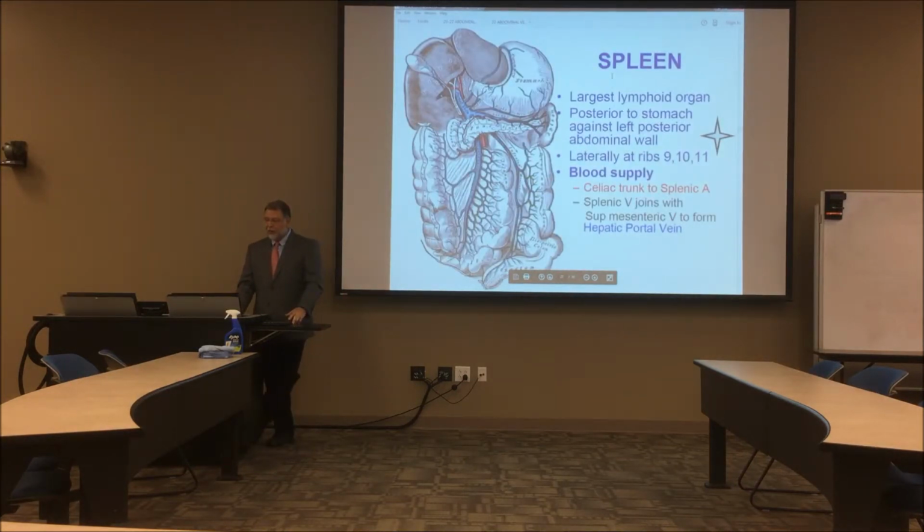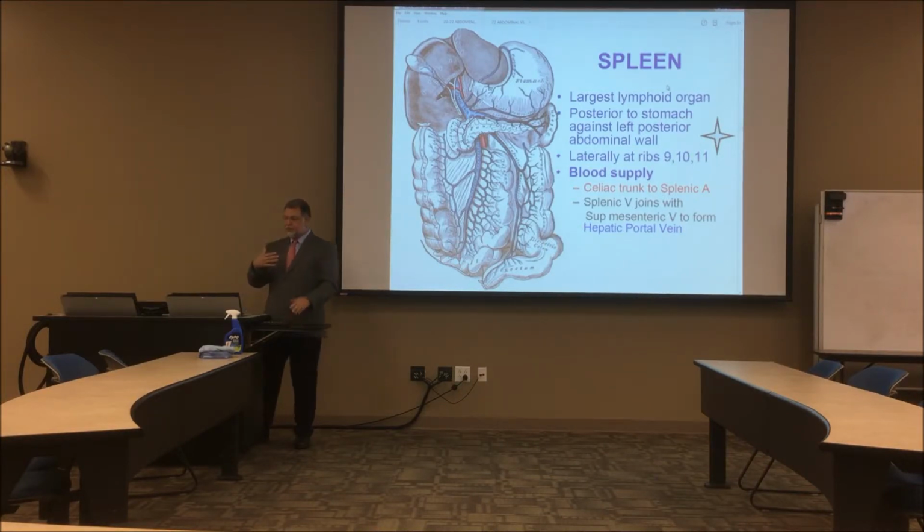So following to another organ, the spleen is the largest of the lymphoid organs. Specific lymphoid cells like lymphocytes are either produced there, or in a way they're stored there in some way.